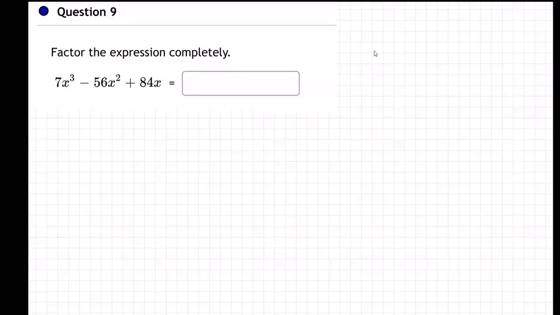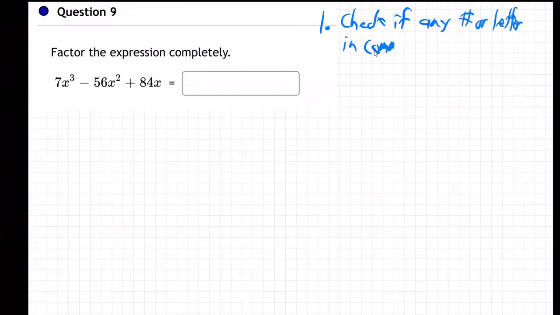Okay, so we want to factor this expression. What are we going to do? Well, the first step is always to ask ourselves: check if there's any number or letter in common to all three terms. So all three of these, is there some number or letter that goes into all three?